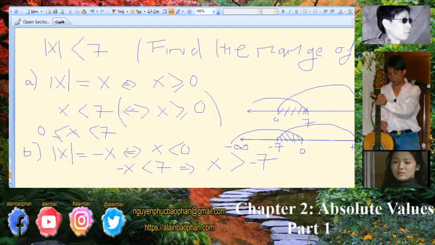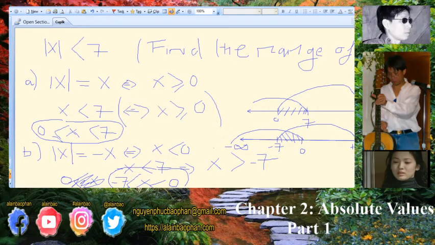So you have x greater than 0, no, that's wrong, x less than 0, and x greater than or equal to minus 7. Okay, so for A we have this, and for B we have this.